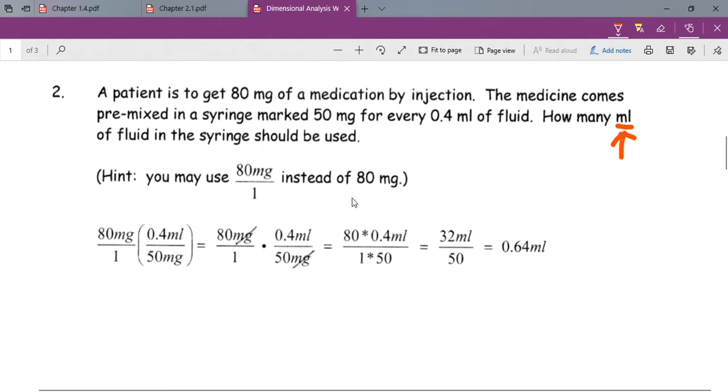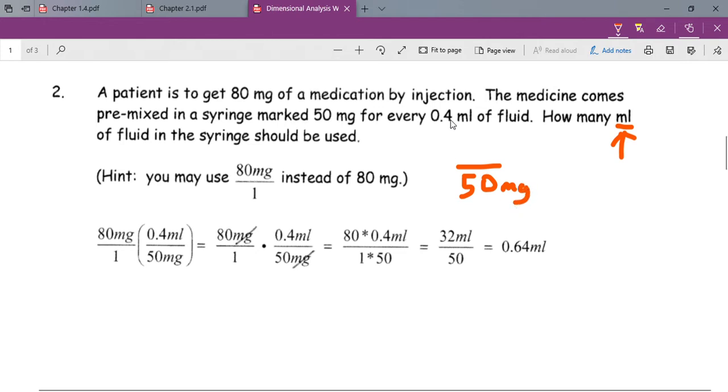So we're starting with milligrams. Now it gives us a conversion here. It says medicine comes in a pre-mixed syringe marked 50 milligrams for every 0.4 milliliters of fluid. Now I'm starting here with 80 milligrams on top, and I need to cancel that milligrams out. That means that the 50 milligrams needs to go on the bottom in order to cancel out that 80 milligrams on top. That's how I determine how to set this fraction up here.